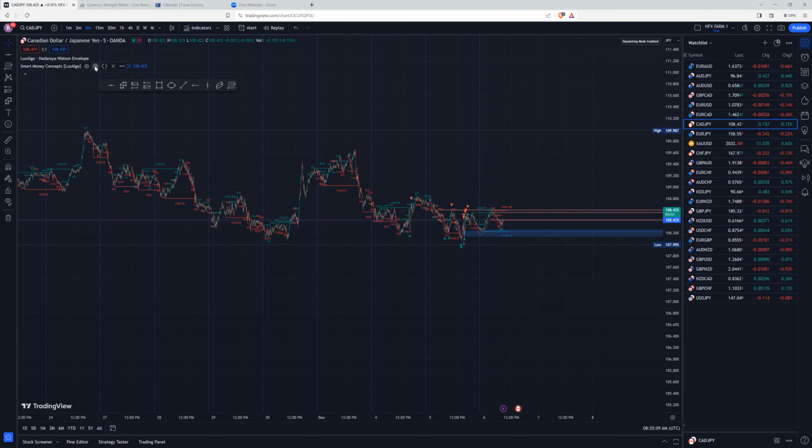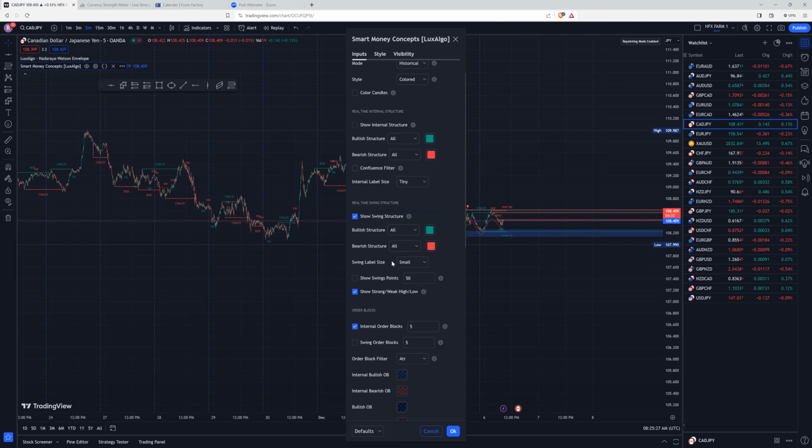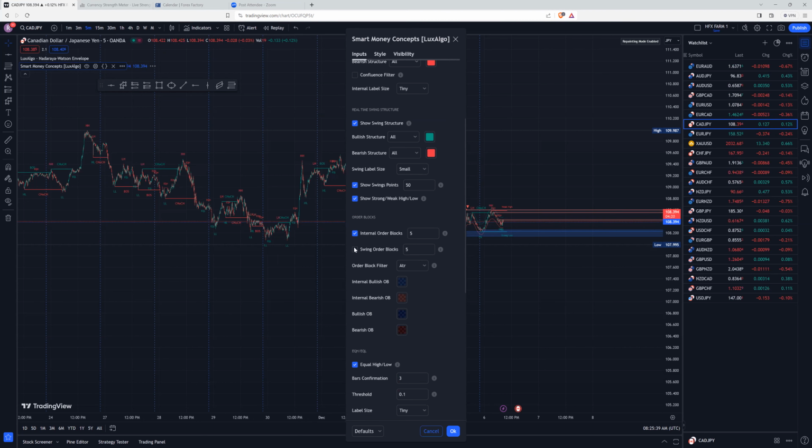Now you have settings for the smart money concept. The first thing you want to take off is show internal structure. We don't need internal structure, so you take it off. Confluence filter, we might add this one, we might take it off, but just let it be. Let me see the rest. So show swing structure, this one is valid. Show swing points, let it be checked. Swing order block, yes, then make it 50.